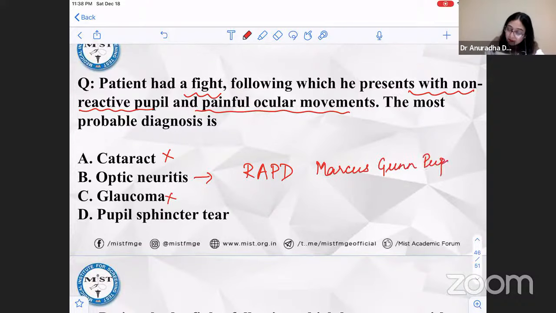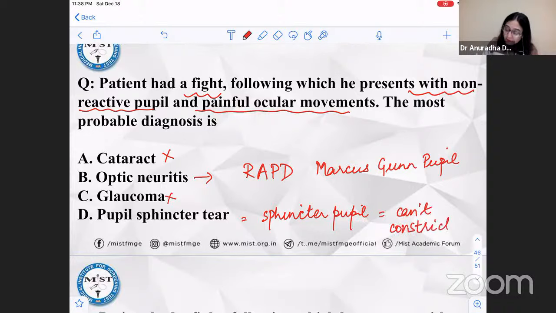Marcus Gunn pupil. So this question is a little doubtful. If we talk about the painful ocular movements, you tend to think, okay, this is optic neuropathy after trauma, but they have used the word optic neuritis. If you talk about a non-reactive pupil after trauma, then the chances of pupillary sphincter tear are more, because if the sphincter pupillae is damaged, then the pupil will not react, the pupil cannot constrict. So then this choice becomes more appropriate.